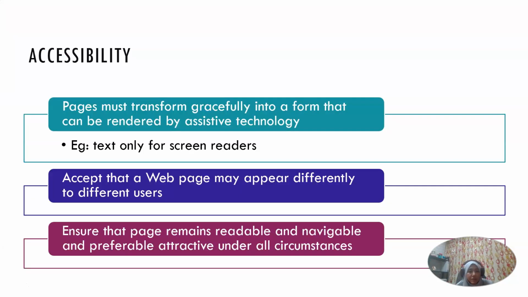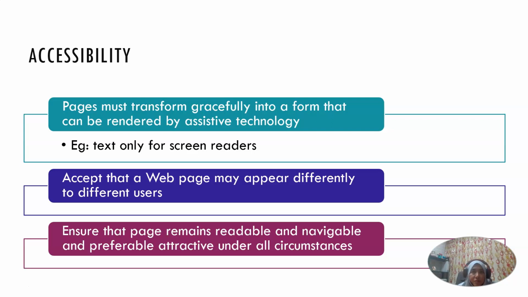Next we look at accessibility. What is accessibility? You want to access the content of the web. Pages must be transformed gracefully into a form that can be rendered by assistive technology, such as text only for screen readers. Accept that a web page may appear different to different users. Ensure that the page remains readable and navigable, and preferably attractive, under all circumstances.